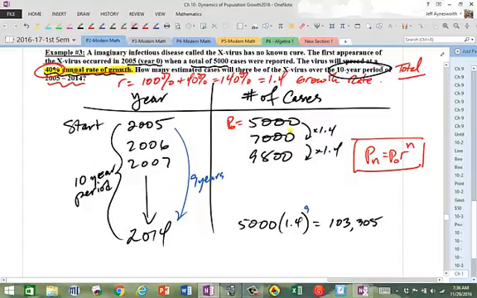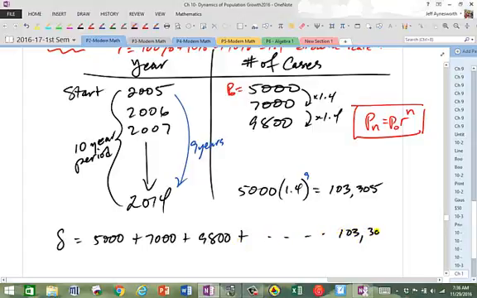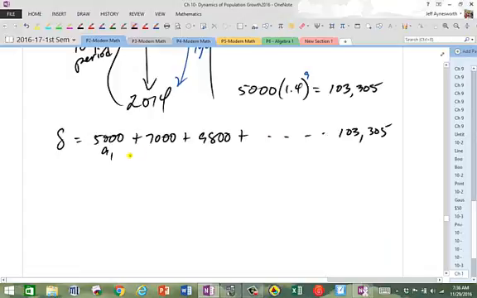So we add up 5,000 plus 7,000 plus 9,800, plus all the way to the last one, in the 10th year. How many would this be? So here we go. We've got A1, which is 5,000, so the total sum should equal 5,000 times 1 minus the common ratio, which is 1.4, there's your growth rate, to the 10th power, divided by 1 minus 1.4.